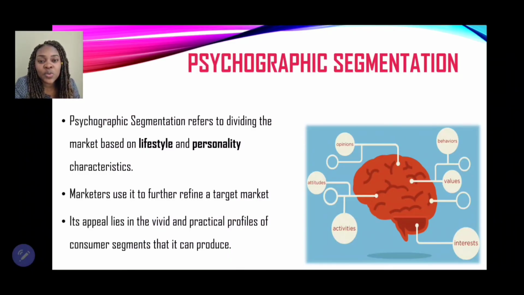So we may target a particular market based on their opinions, their attitudes, what they do, their activities, their behaviors, what they value, and also their interests, right? So psychographic segmentation has to do with dividing the market based on a person's lifestyle. Those who have similar lifestyles and personality, we divide the market based on that, right?